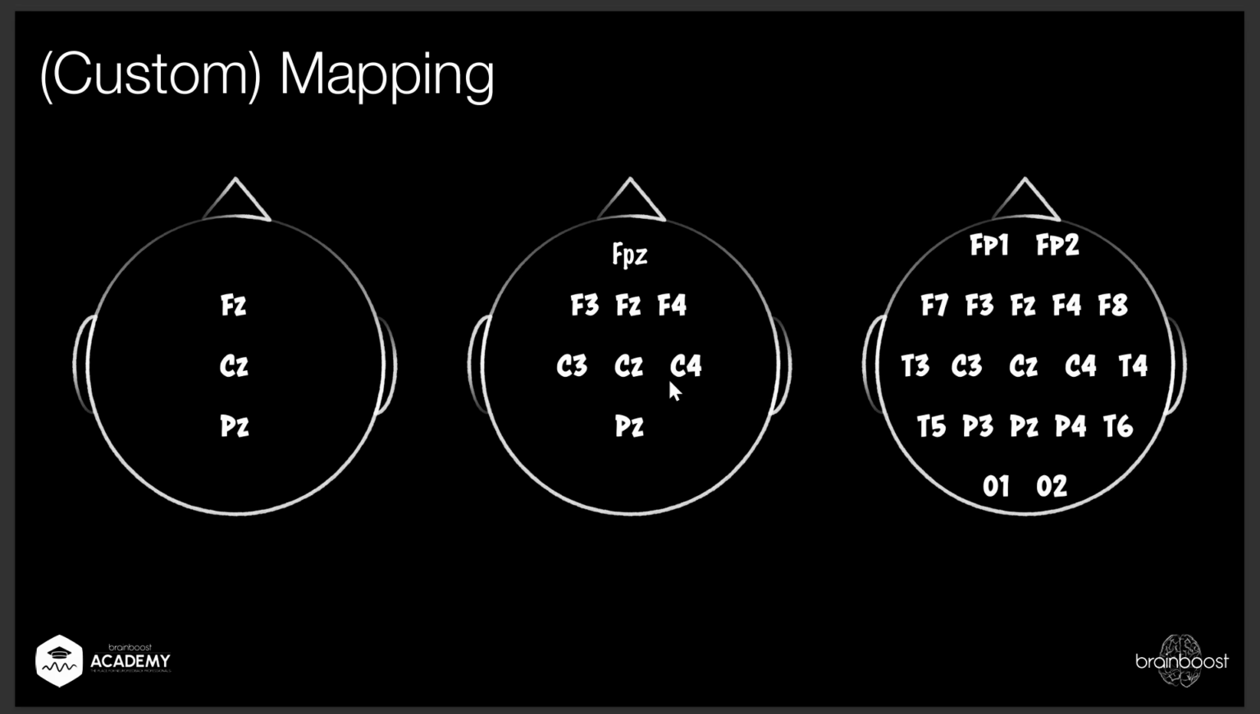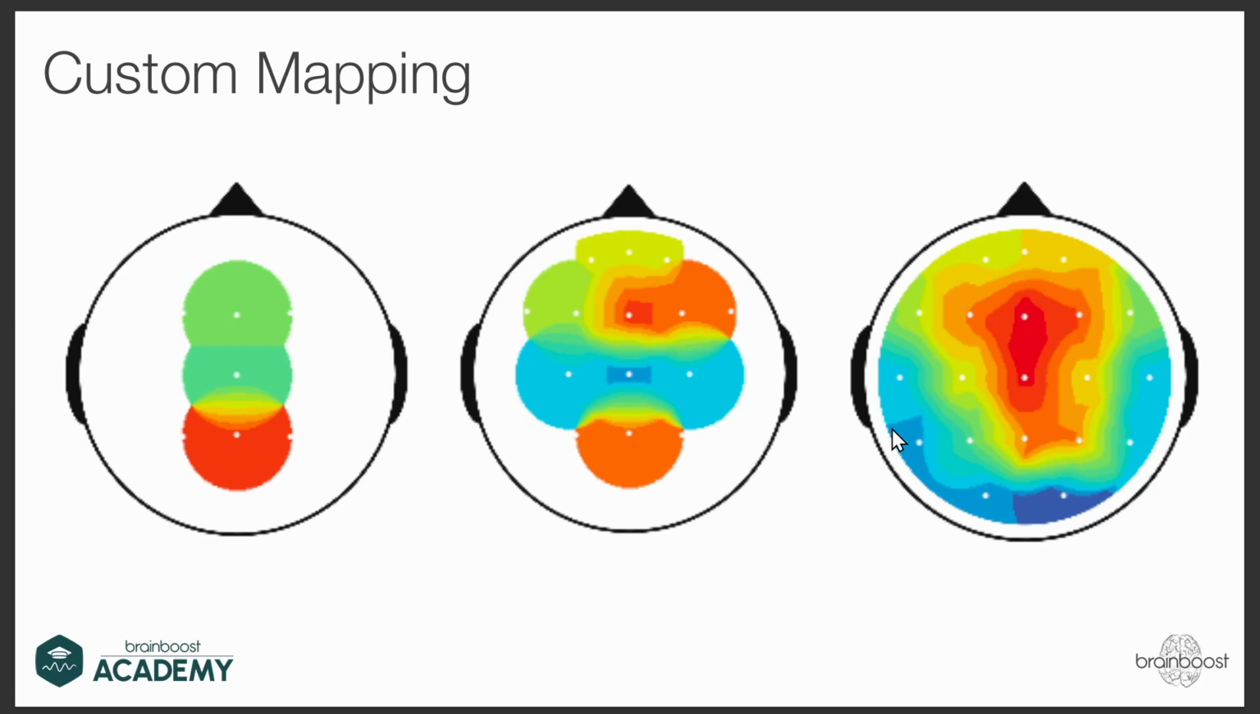Of course, you can also say, okay, I want to create a custom mapping that has the F positions, C positions, and then P3, P4. It's up to you, whatever you like to create. And now here, depending on what mapping you have, you get different output. So what many of you are maybe used to is these heat maps or brain maps.